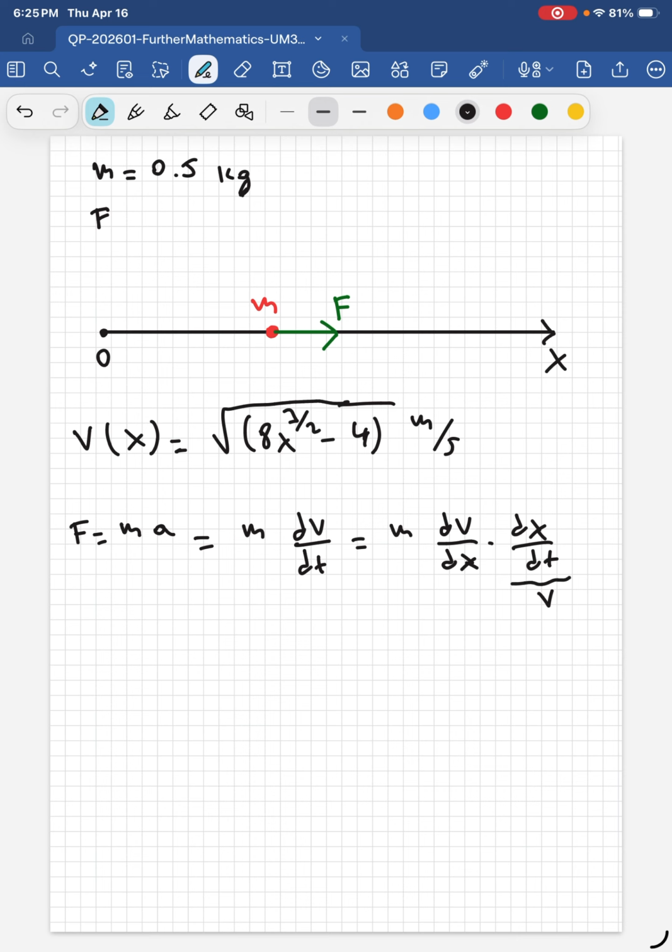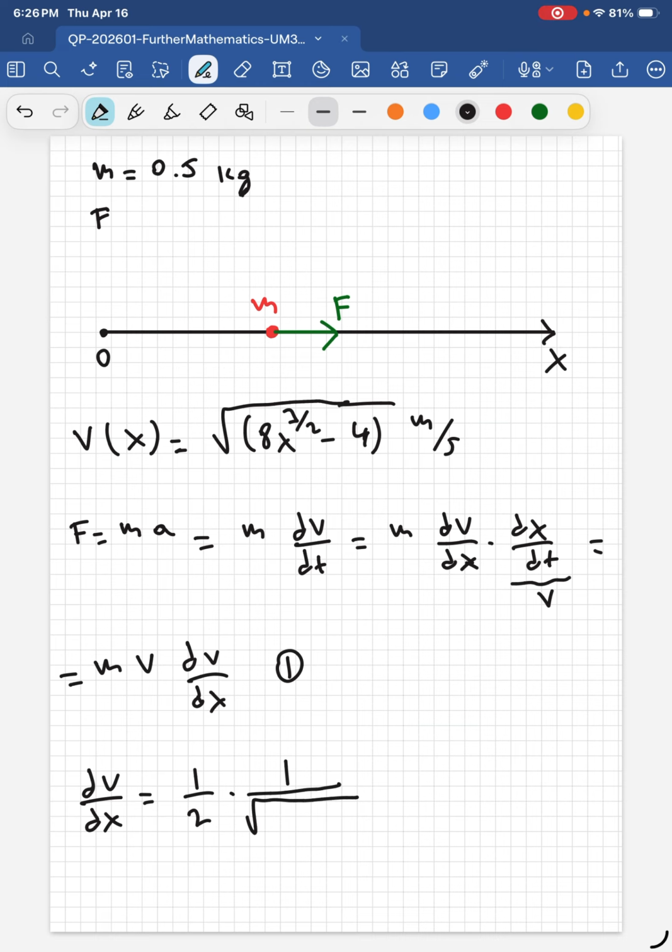But now dx over dt is simply v. Okay, so the force is given by mv dv over dx. So now we have to find the derivative of the velocity with respect to x. So let's call this equation 1, and let's find the derivative down here. dv over dx is 1/2, right, times 1 over the square root of 8x to the 3 halves minus 4, and then times the derivative of whatever is in the square root.